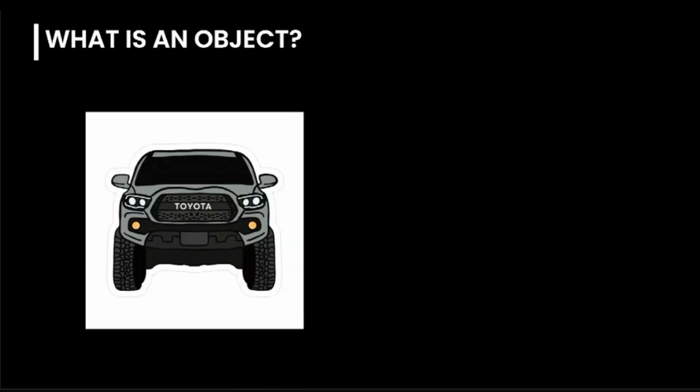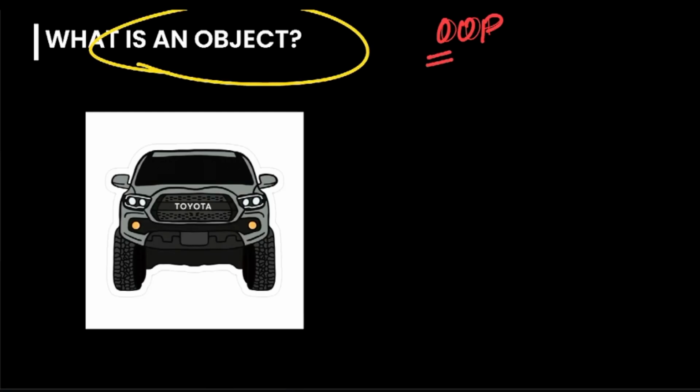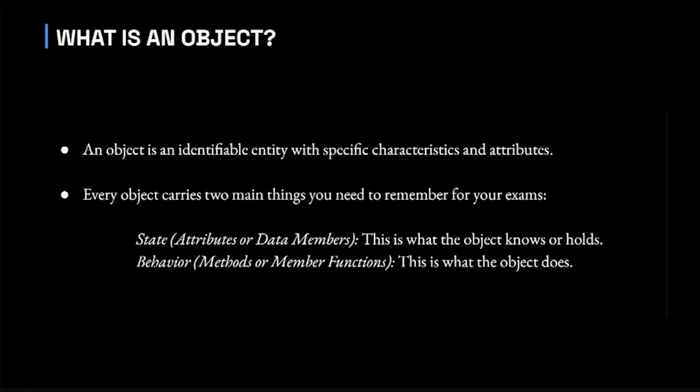Now you might have heard the statement that Java is an object-oriented programming language, an OOP. Now, what is an object-oriented programming language? To understand that, we need to understand what an object even means. In programming terms, when I say an object, I mean an identifiable entity with specific characteristics and attributes.